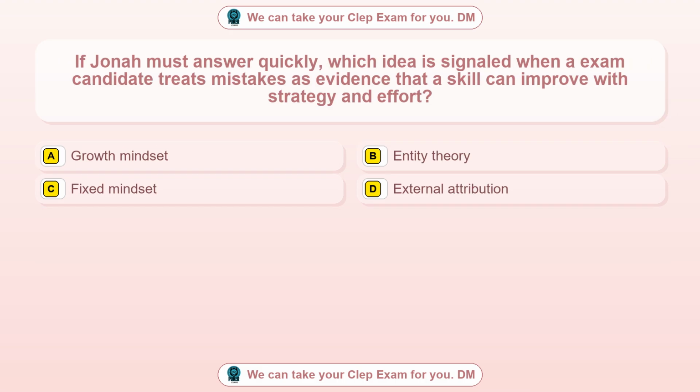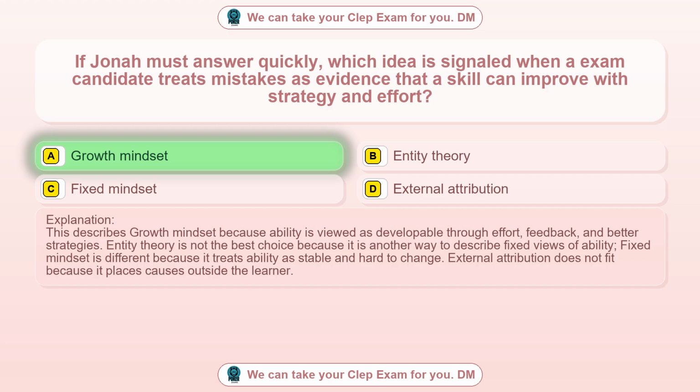Question 32. If Jonah must answer quickly, which idea is signaled when an exam candidate treats mistakes as evidence that a skill can improve with strategy and effort? Option A, growth mindset. Option B, entity theory. Option C, fixed mindset. Option D, external attribution. The correct answer is option A, growth mindset.